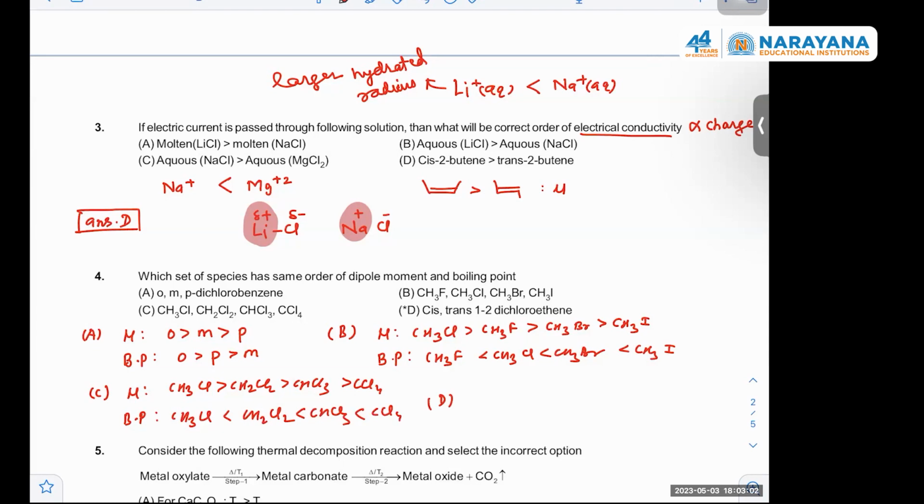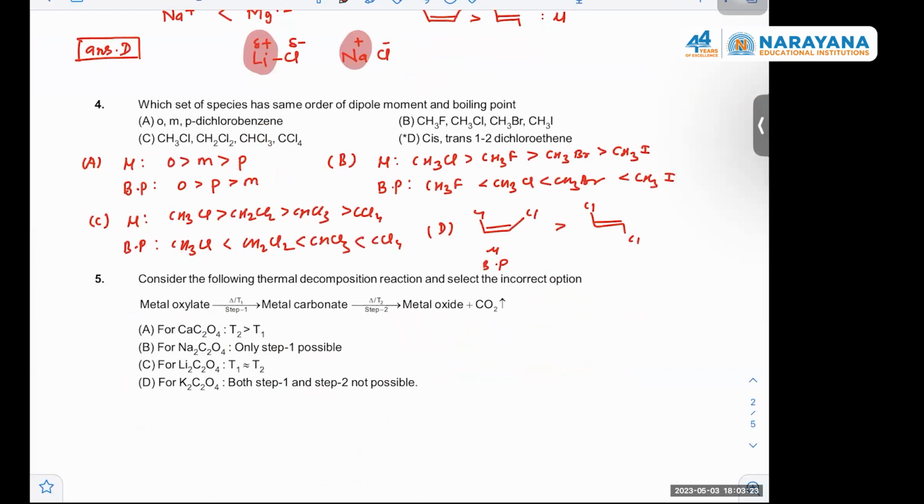Now in case of D, dipole moment and boiling point are proportional, because cis will be having more dipole moment than trans and more boiling point also. So the answer is D, a single choice correct question. Okay, try to solve the next.